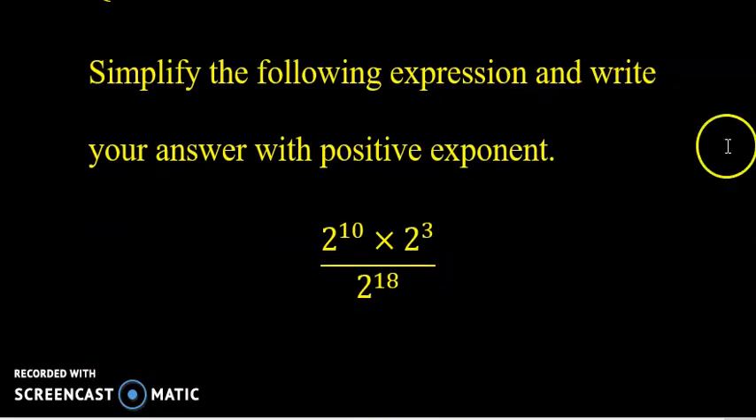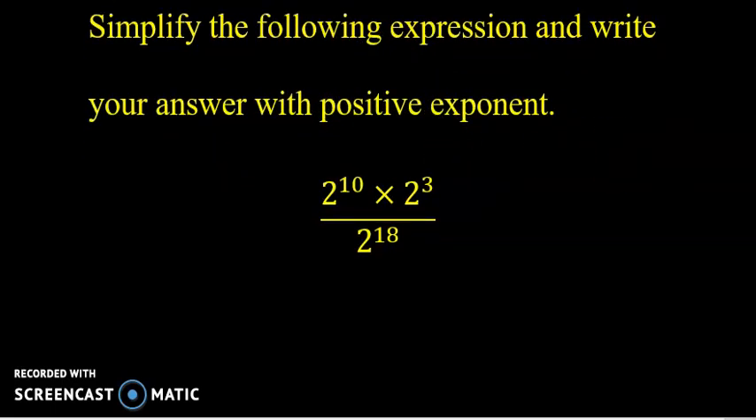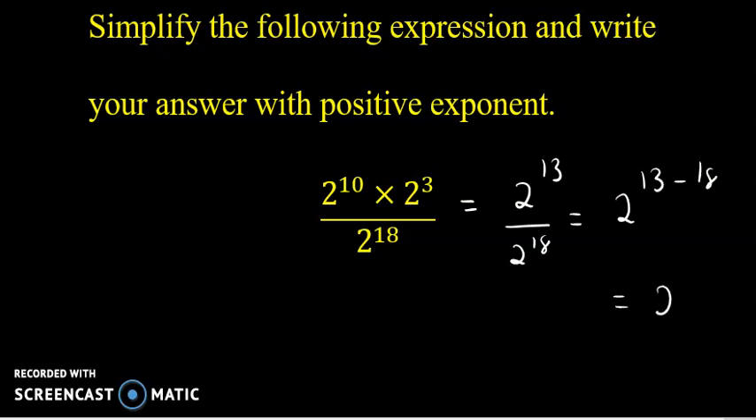Alright, so right here we need to simplify the following expression and write your answer with positive exponent. So we go ahead and simplify this. It will be 2 to the power 13 over 2 to the power 18. To simplify this, it will be 2 to the power 13 minus 18, which is equal to 2 to the power negative 5. But we need to write our answer with positive exponent.